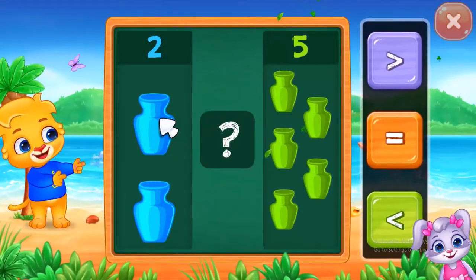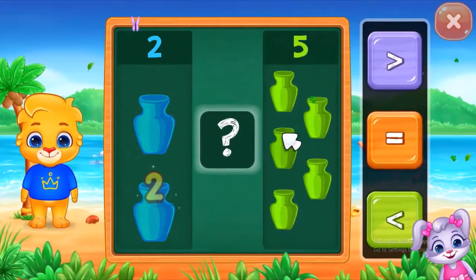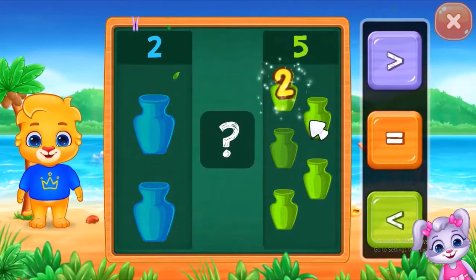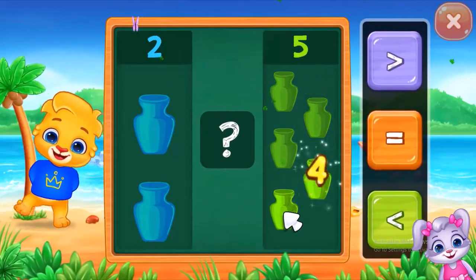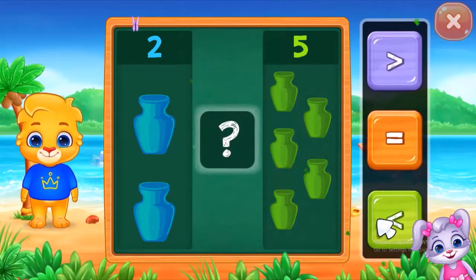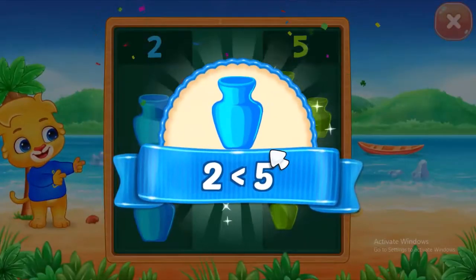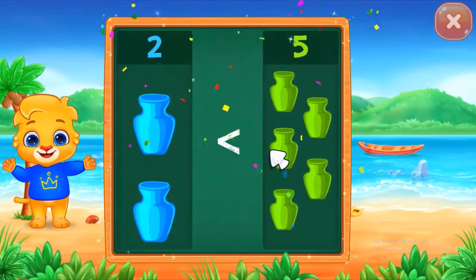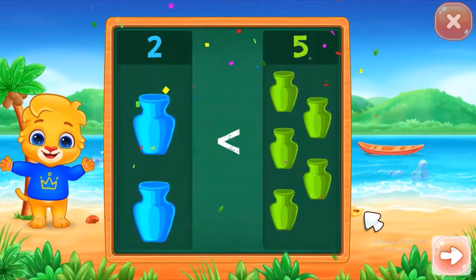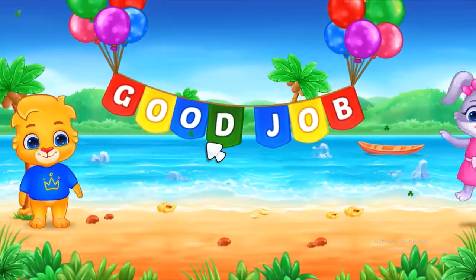Pots. 1, 2, 1, 2, 3, 4, 5. Less than. Woohoo! 2 is less than 5. Good job!